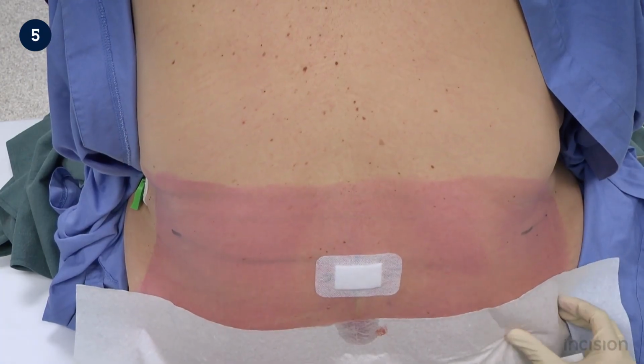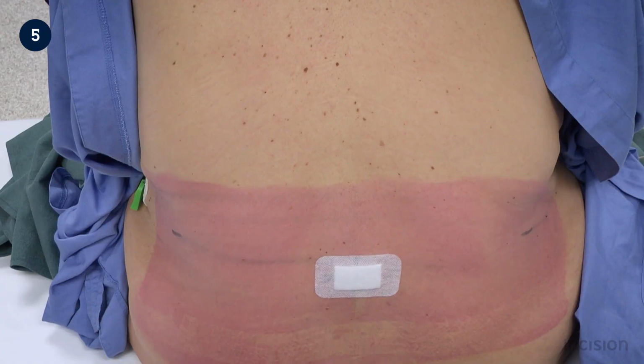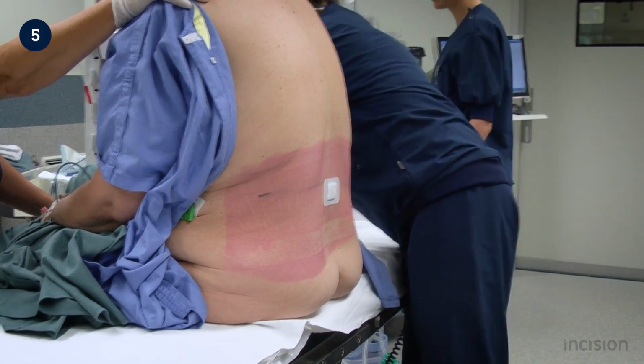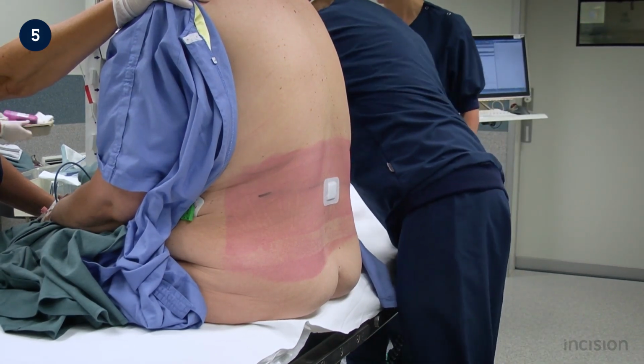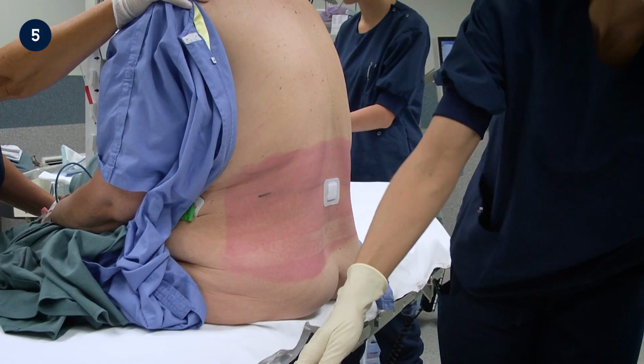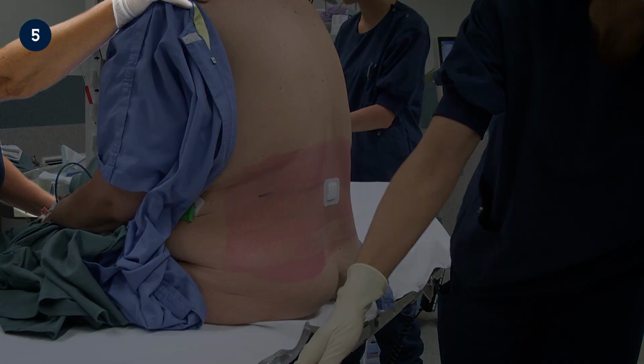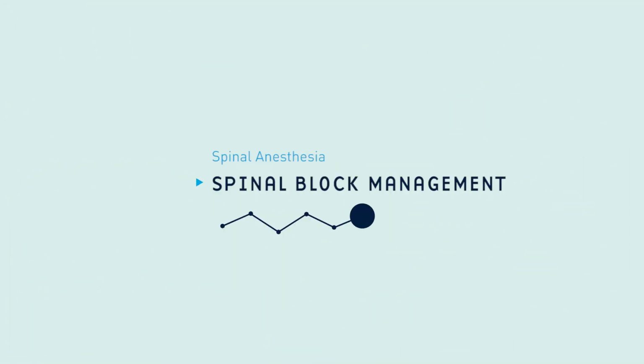How quickly the patient is moved into the desired position for surgery depends on the baricity of the local anesthetic and the desired site of action. In this case, bupivacaine with glucose was used, and the patient is kept seated for a period of time to allow the distribution of the local anesthetic to lower spinal levels. The assistant must maintain their position supporting the patient as the spinal anesthetic begins to take effect. These effects should now be monitored.